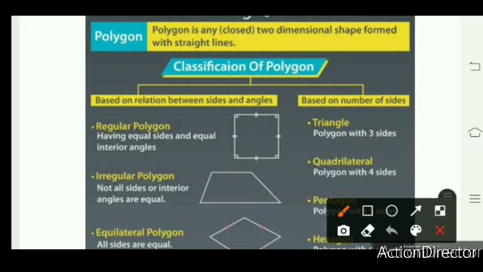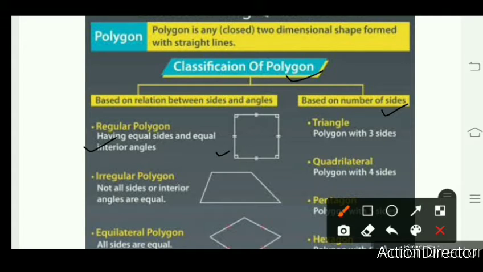A polygon is any closed two-dimensional shape formed with straight lines. So polygons are basically figures where we use straight lines, right? Now classification of polygons, first based on the relation between sides and angles, and then based on the number of sides. Regular polygon has equal sides and equal interior angles, like this square.